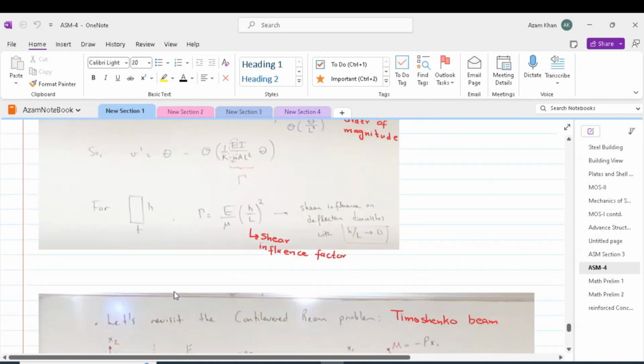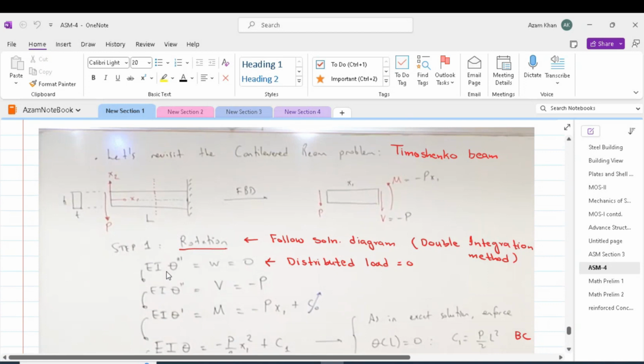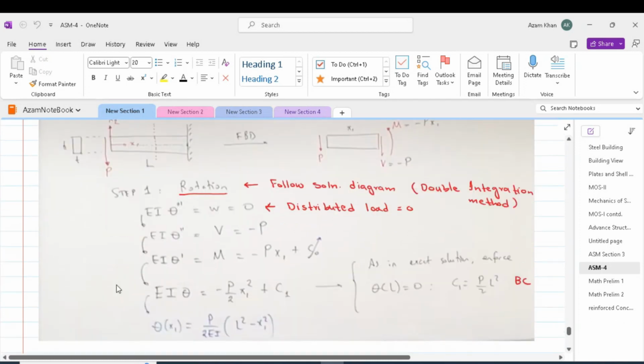W in our cantilever case is 0, so therefore we can write EI theta triple prime is equal to W is equal to 0, and since there is no distributed load applied on the beam, we can have EI theta double prime equal to V, which is the applied shear, and that is equal to minus P according to our figure. Now we can integrate this equation and we will get the moment equation.